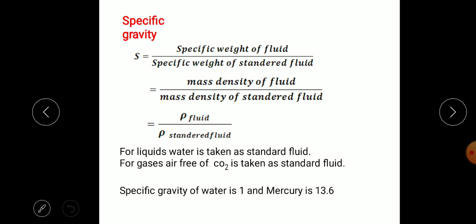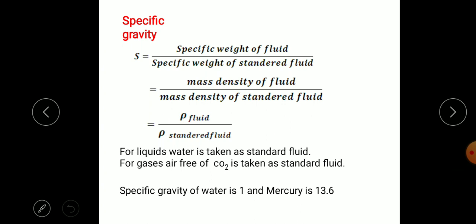Next important point is specific gravity. So here specific gravity we are considering as the specific weight of the fluid upon the specific weight of the standard fluid.